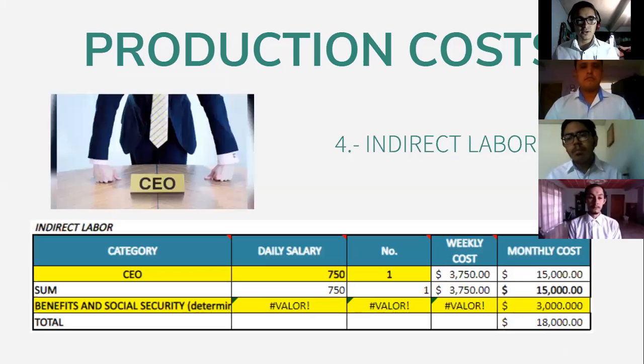As an indirect labor, we have the CEO. It is the person that is going to check that the processes are well done. We have the salary, the same social security percentage, and the total is 18,000 Mexican pesos.